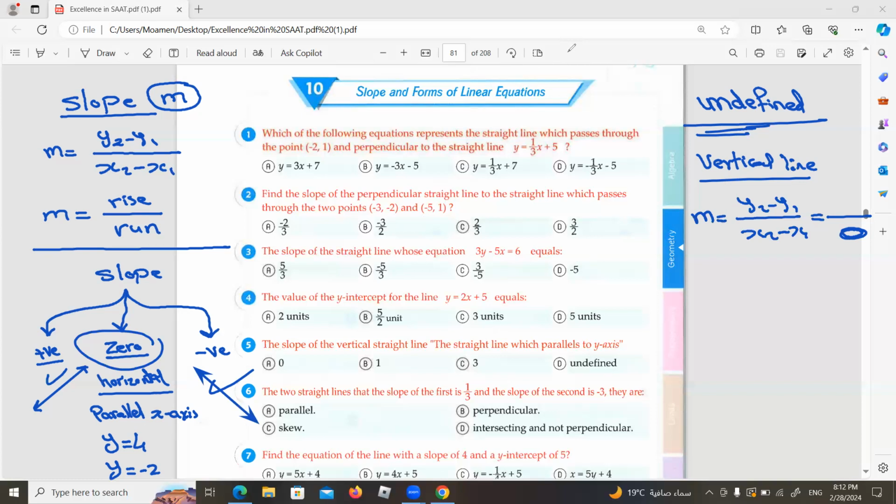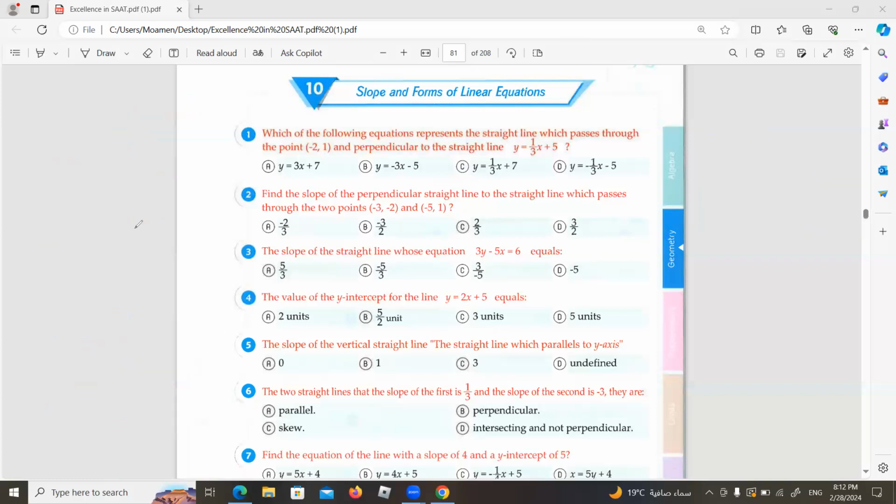Okay, we're going to talk about the second idea in this lesson, which is about the line or the equation of the line. If we have a straight line and we need to find its equation, the equation of a straight line is an equation of the first degree. So the linear equation is of the first degree, which means the power of y is 1 and the power of x is 1.